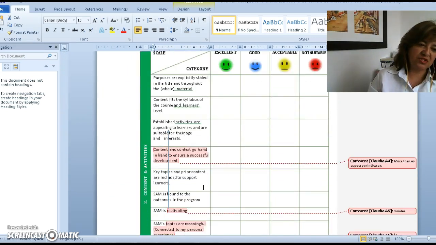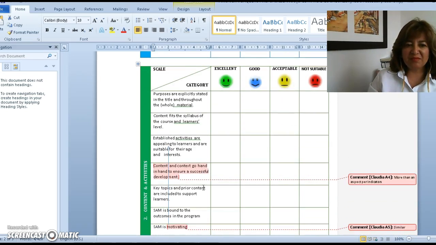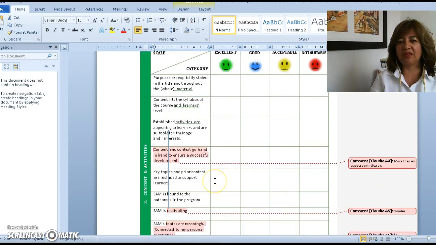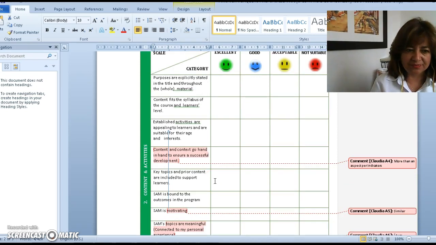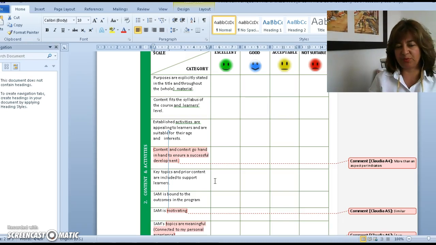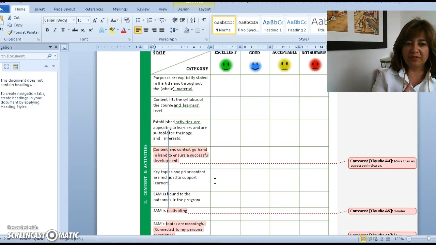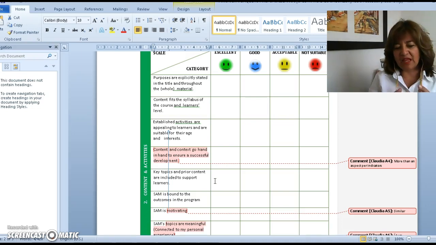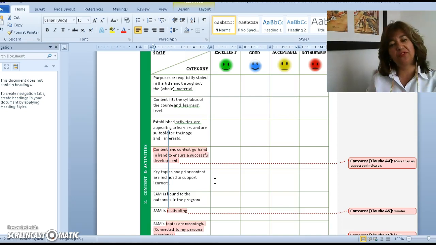The second one that they mentioned here is content and activities. And it's going to be quite similar to what you have done in your lesson plans. In your lesson plans, you start with a presentation, with a practice, and with a production. So students should have a moment in which they are introduced to the topic, a moment in which they will practice that one, and a moment for evaluating.